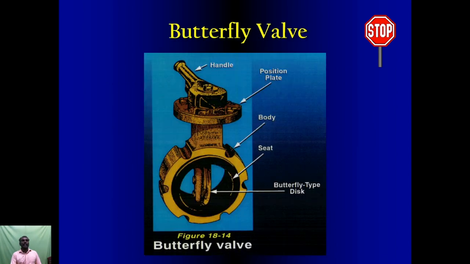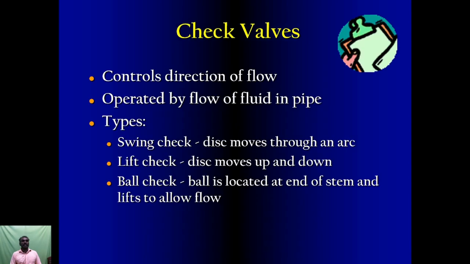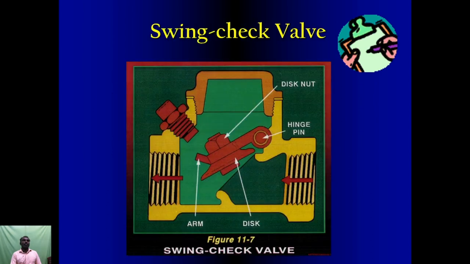This is a schematic diagram of butterfly valves. Then check valves control the direction of flow, operated by a flow of fluid in the pipe. Types: swing check type, lift check type, and ball check type. In the swing check type, the disc moves through an arc. In the lift check, the disc moves up and down. In the ball check, the ball is located at the end of the stem and lifts to allow the flow of fluid. This is a schematic diagram of a swing check valve.